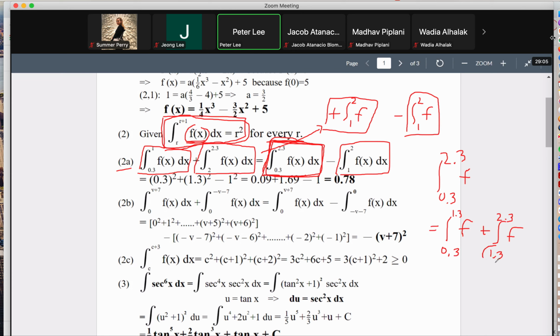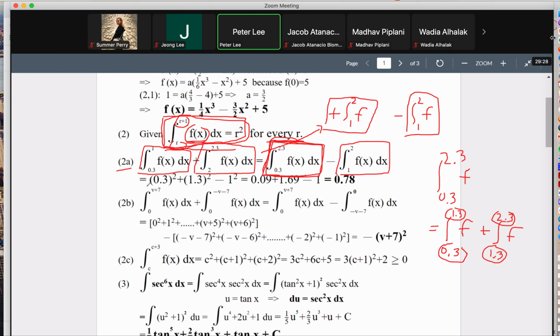And now this is from 1.3 to 2.3, and this from 0.3 to 1.3, and now we are ready to use this property. Now we go to the property where it says, if you have the integral of f from r to r plus 1, note that it's r to r plus 1. The upper limit must be exactly 1 more than the lower limit. That's what we have right here.